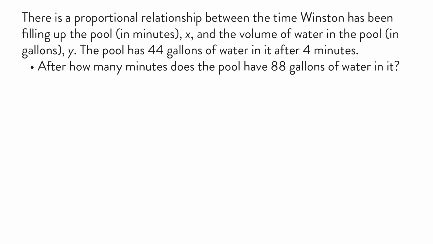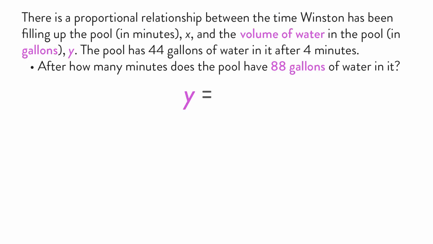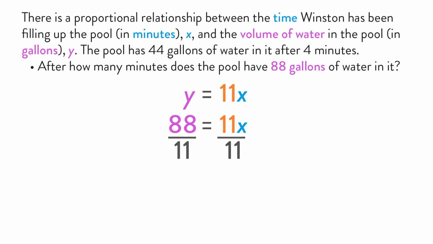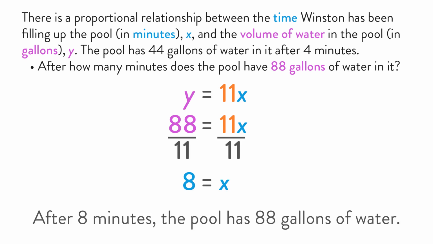After how many minutes does the pool have 88 gallons of water in it? This time we have y and we're looking for x. So plug 88 in for y and solve for x. 88 equals 11x. Dividing both sides by 11, we have 8 equals x. So after 8 minutes, the pool has 88 gallons of water in it.